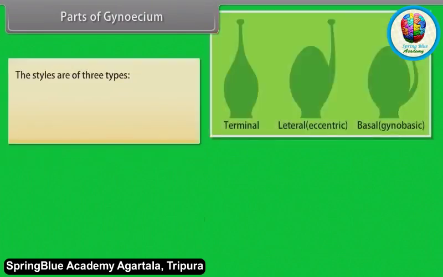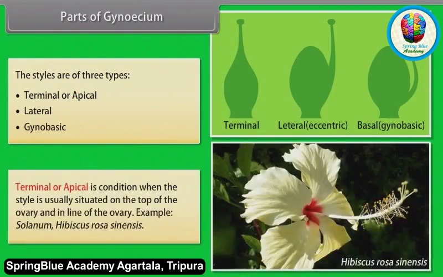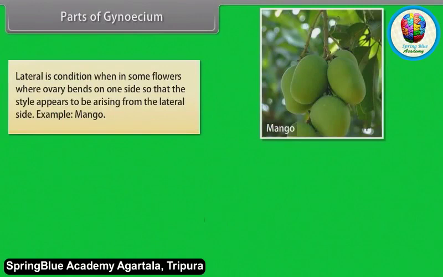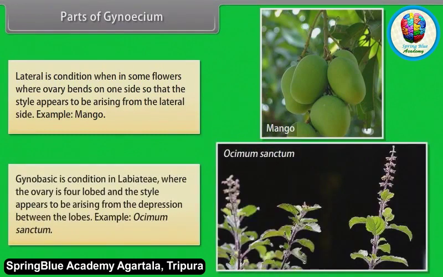The styles are of three types: terminal or apical, lateral, gynobasic. Terminal or apical is the condition when the style is usually situated on the top of the ovary and in line of the ovary. Example: Solanum, Hibiscus rosa-sinensis. Lateral is the condition in some flowers where the ovary bends on one side so that the style appears to be arising from the lateral side. Example: Mango. Gynobasic is the condition in Labiatae where the ovary is four-lobed and the style appears to be arising from the depression between the lobes.